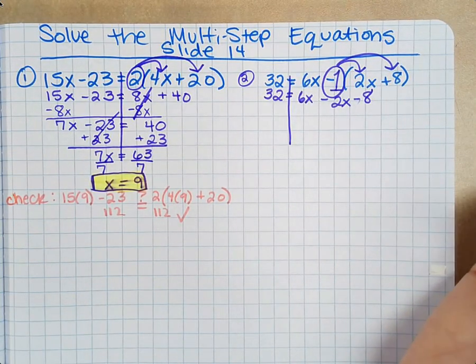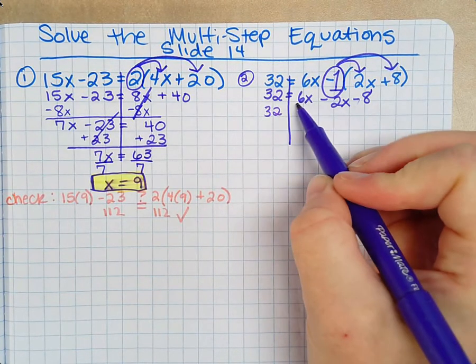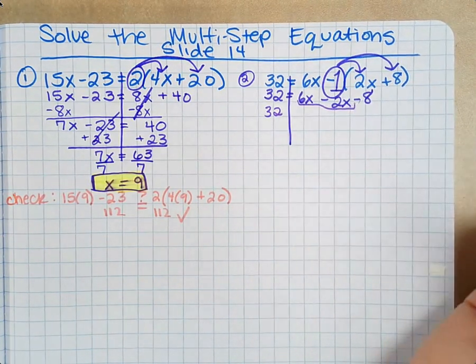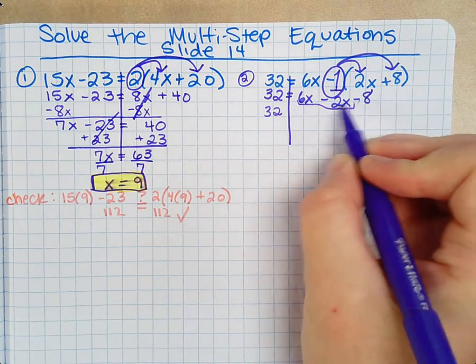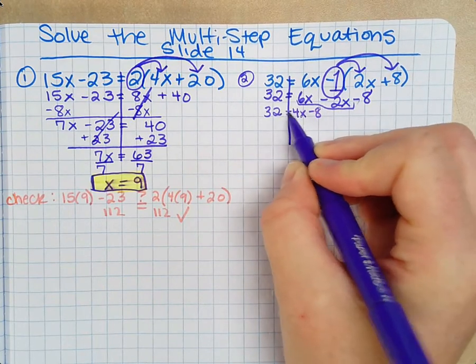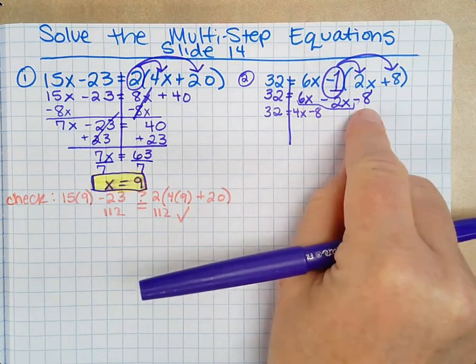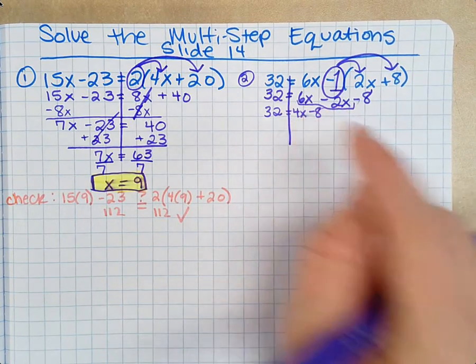So then we need to see if we need to simplify any more. The left side's fine. But the right side, we have 6x minus 2x. 6x minus 2x becomes 4x. Then minus 8, because that minus 8 just gets dragged down here. 6x minus 2x is 4x.